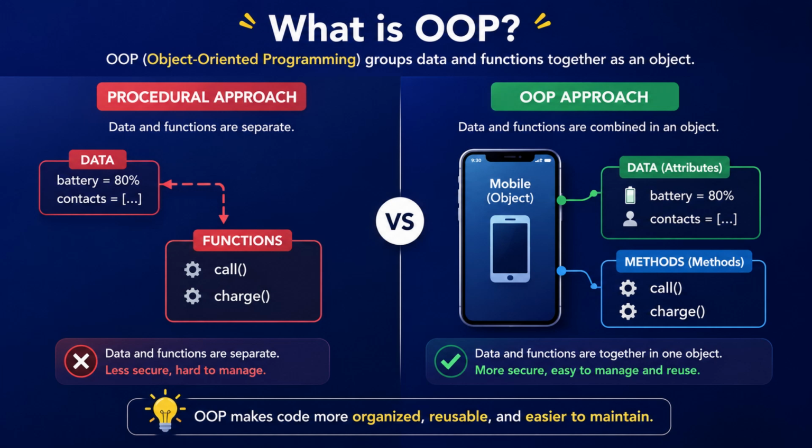For example, consider a mobile phone. It has data like battery level, contacts, and storage. It also has actions like calling, messaging, and charging. In OOP, all of these are grouped into one object. This makes the program more natural and closer to real-world modeling.